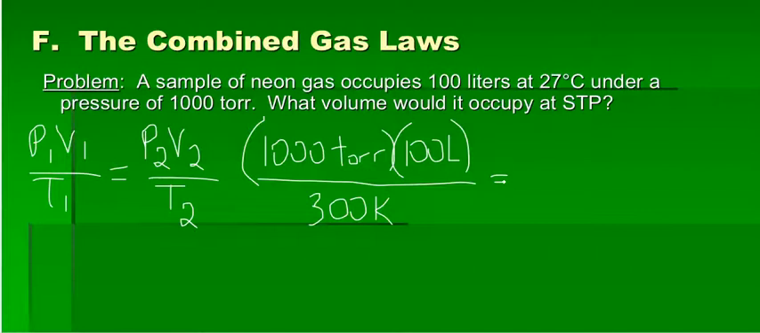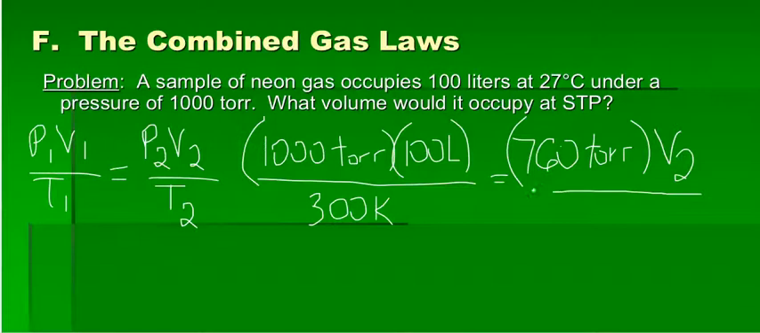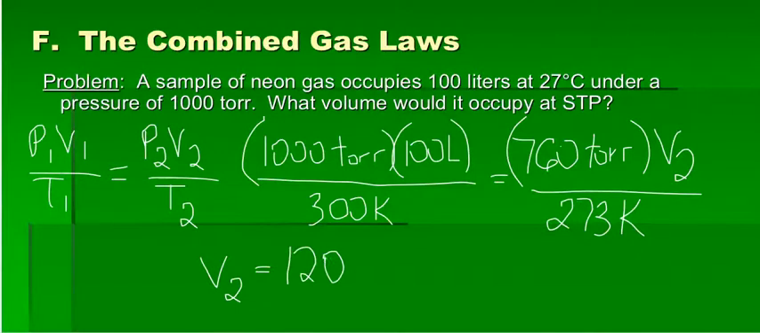On the other side, P2, we're at STP. Well, standard pressure is 760 millimeters. It's the same number in torr. So a torr is the same thing as a millimeter of mercury. We're looking for V2. And standard temperature is 273 Kelvin. Now, since the pressure and the temperature change, it's kind of hard to determine whether the volume is going to go up or down. So we'll just have to do the math with the combined gas law to get the new volume. But it comes out to 120 liters.